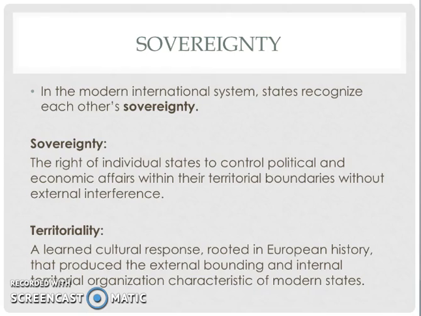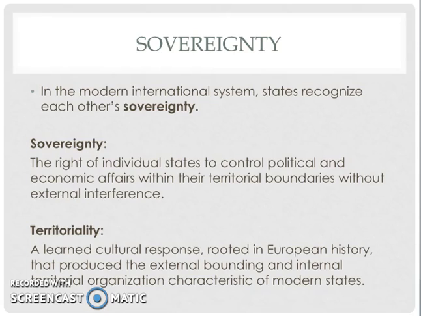And here we take this to the next level in terms of sovereignty and territoriality. In the modern international system, states recognize each other's sovereignty. This is the right of individual states to control political and economic affairs within their territorial boundaries without external influence. So one country has autonomy from the other country. And then we begin to look at the layer of territoriality, this learned cultural response, which is rooted in European history, arguably, that produced external bounding and internal territorial organization characteristics, particularly of modern states.